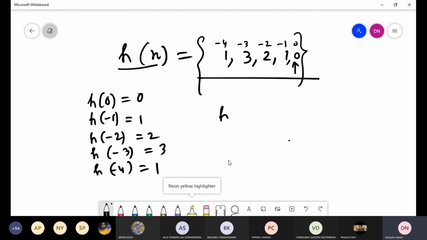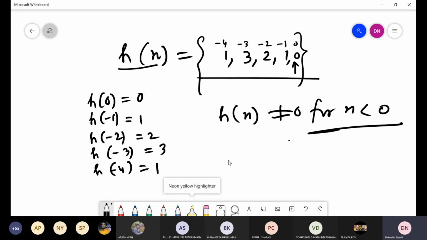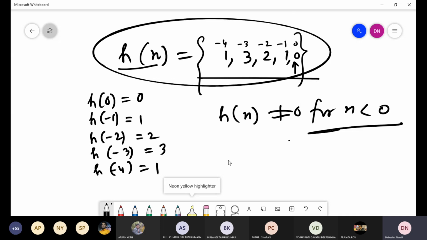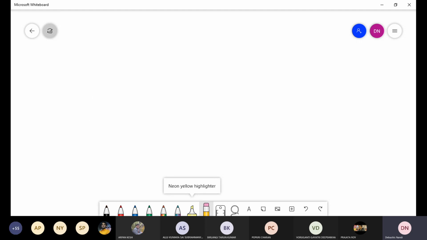Now you see, here h of n is not equal to 0 for n less than 0. Therefore, this system, whose impulse response is given in this form, is a non-causal system. That is a non-causal system. Or you can say anti-causal system also.